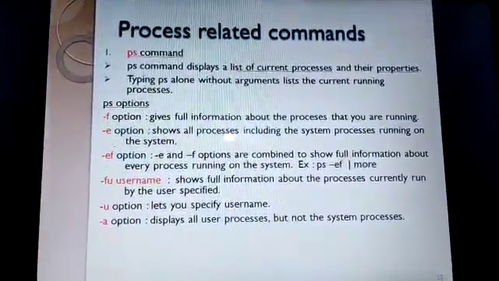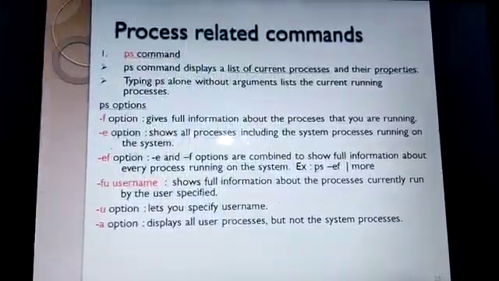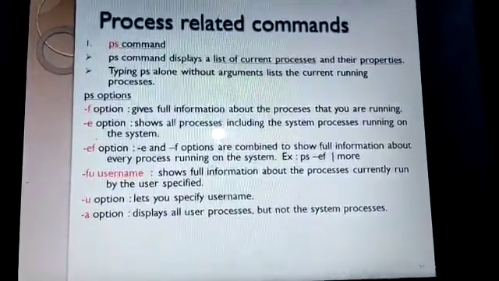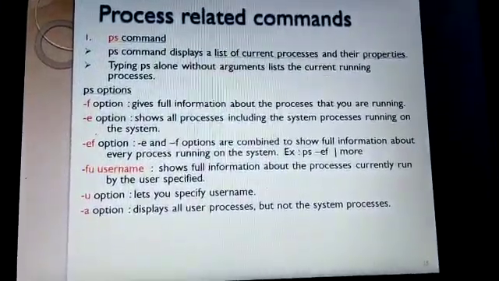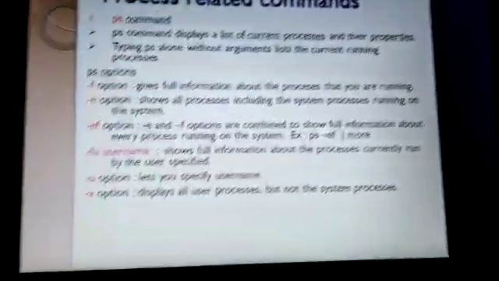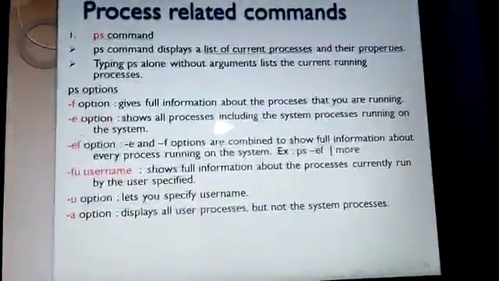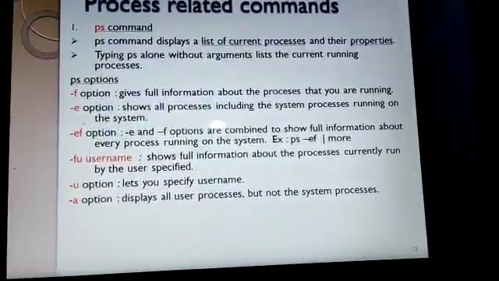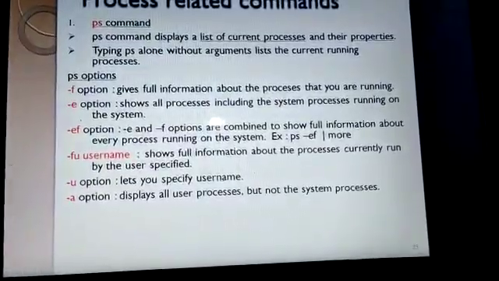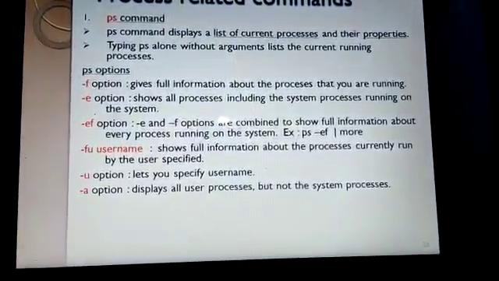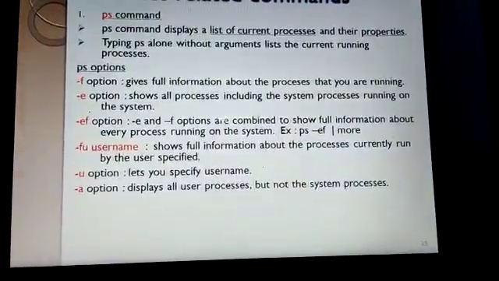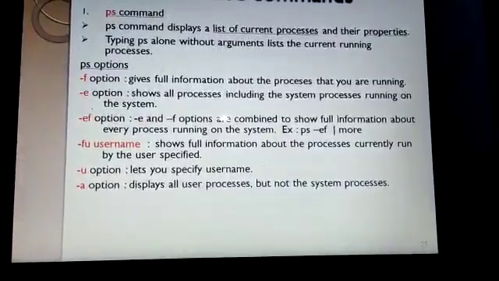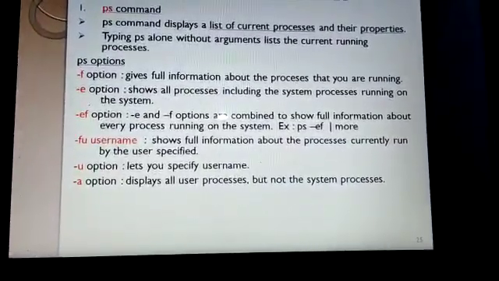Now let us see the options which can be used with the ps command. The -f option gives full information about the processes that you are running. The -e option shows all processes including the system processes running on the system. And the -ef option, when both of them are combined, shows you the full information about every process which is running on the system. See here we have given ps space -ef. ef is nothing but you are combining both. It shows you the full information about every process running on the system.